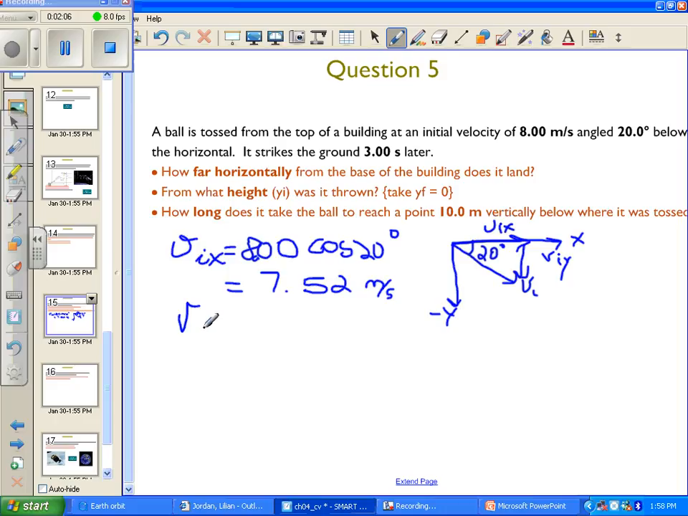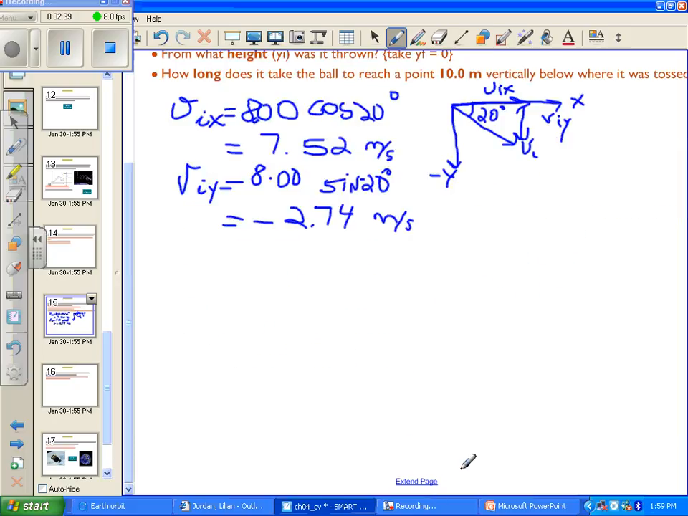V initial y, on the other hand, is 8 meters per second times the sine of minus 20 degrees, which of course will be a negative number. So we'll go ahead and put that minus there. The initial y will be minus 2.74 meters per second.